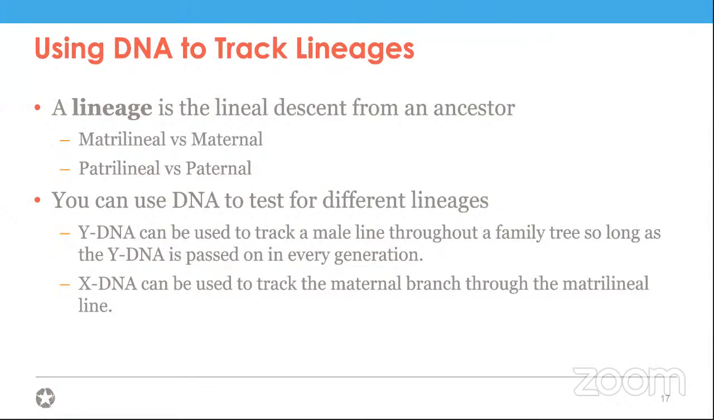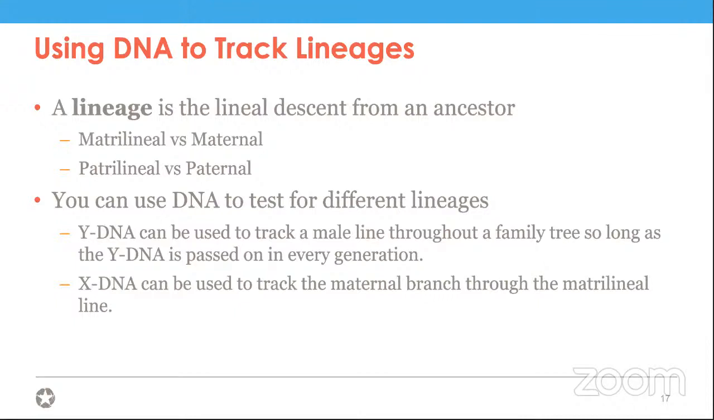And then a lineage is the lineal descent from an ancestor. In this case, there are a couple different types of lineages. There's the matrilineal line, which is the lineage from female ancestors on the mother's line, which is only the female ancestors. So matrilineal is only going to be the females. And the maternal is the lineage related through the mother's line. So that's going to include both male and female ancestors that are related through the mother.